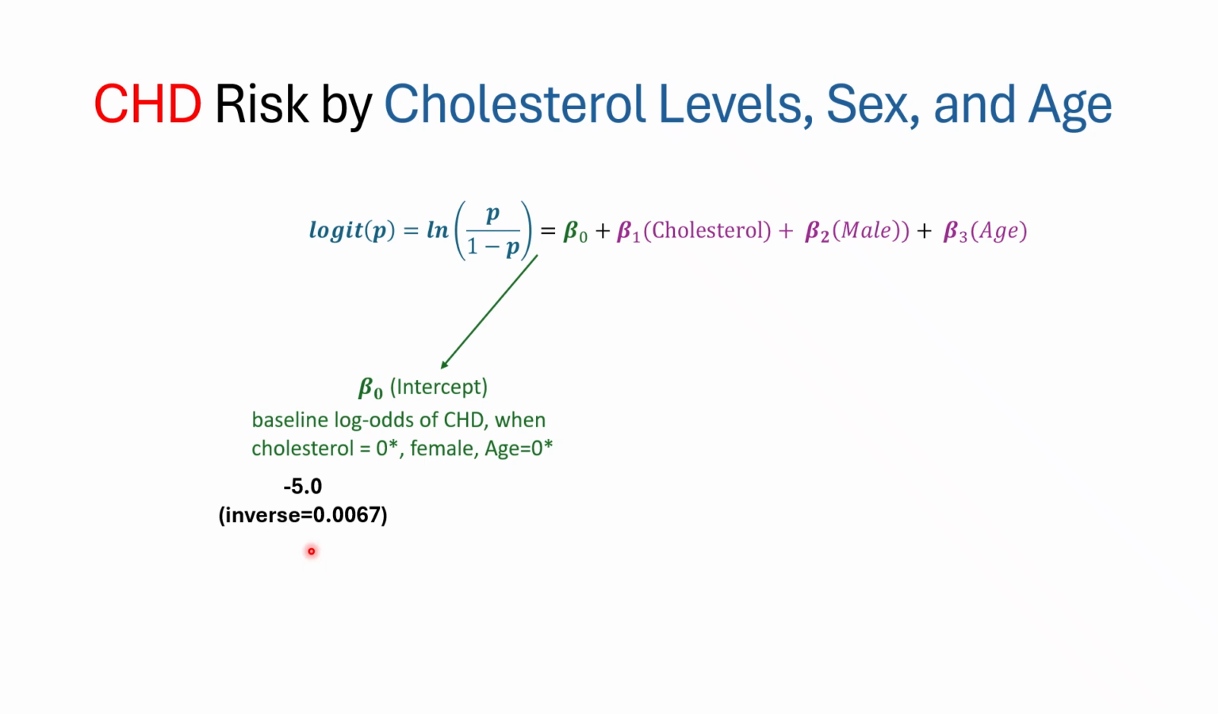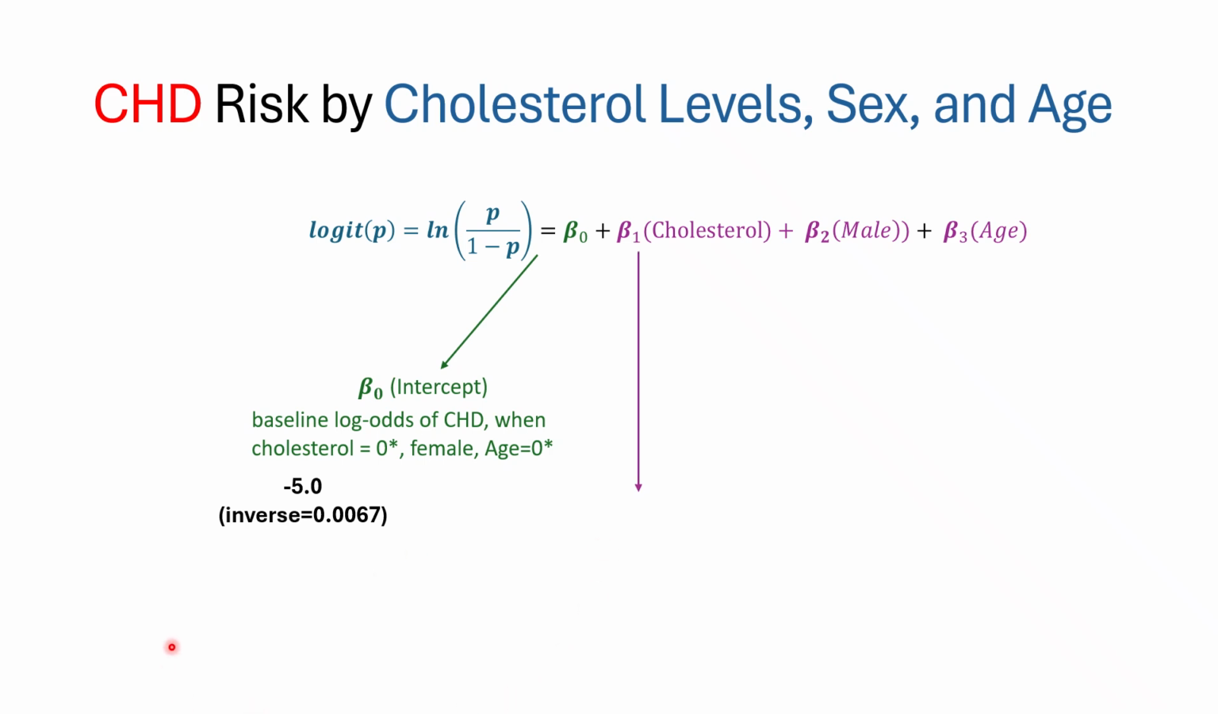For example, in here, -5 is equal to the odds of 0.0067, which means that the odds of developing chronic heart disease for a female of cholesterol level 0 and age 0 is 0.6%, which is again a theoretical value.